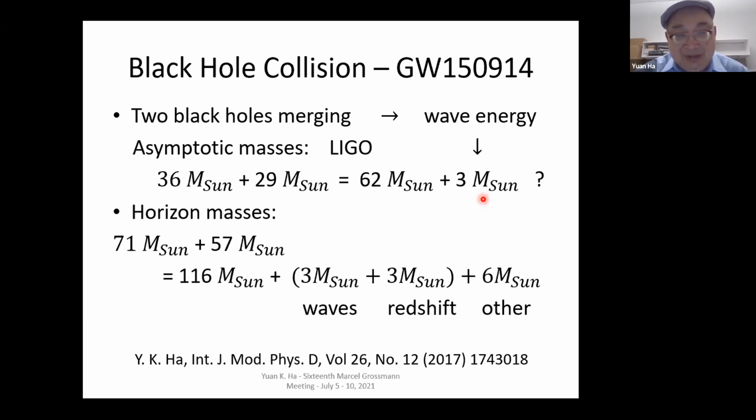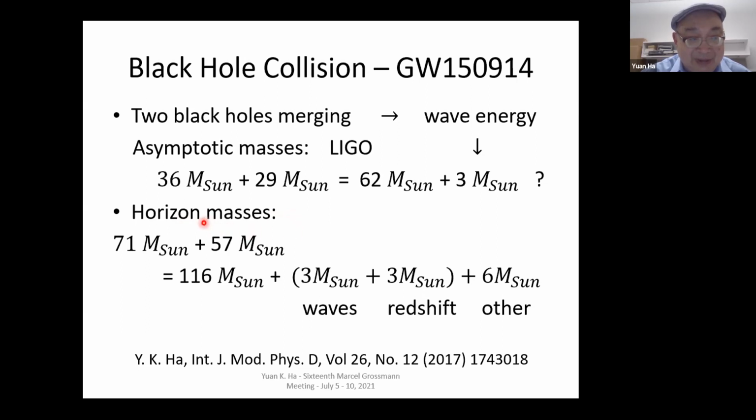Now, if you look at this, this is energy conservation at infinity. If you look at this process in detail, you find that there's something missing, because the waves were produced very near the horizons of the two black holes, and they require a huge amount of energy to reach infinity. So where does the missing energy come from? We can explain this with the horizon mass.